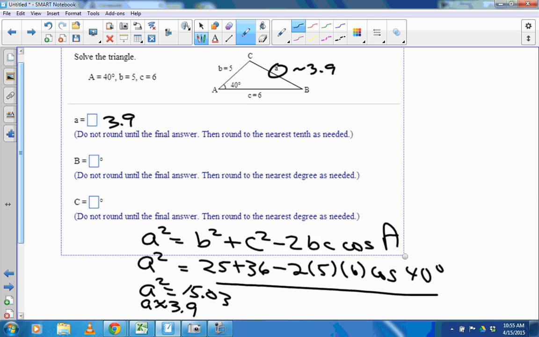Which angle would I need to find, C or B? B, because it's the smaller one. Because there's a chance that angle C would be obtuse. And if it's obtuse, laws of sine is not going to find it. Okay? So always find the smaller angles first when you use laws of sine.